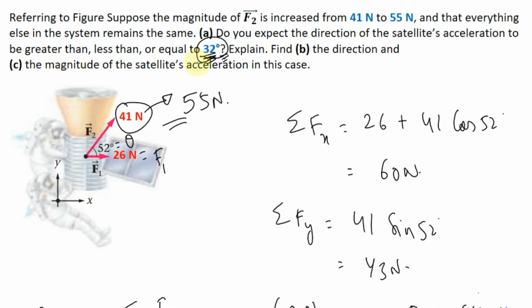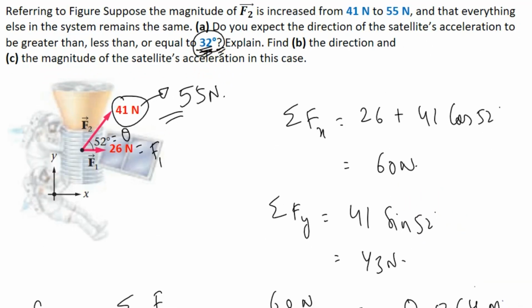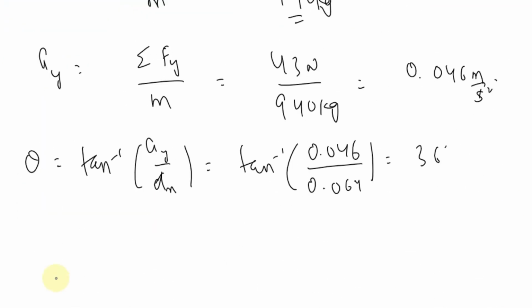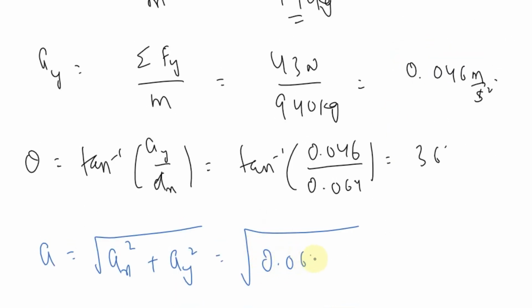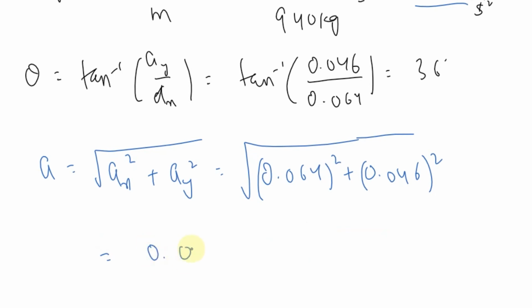And next we have to find the magnitude of the satellite's acceleration. This is very simple. The magnitude of the acceleration a will be equal to the square root of x component squared plus y component squared. So square root of x component we have 0.064 whole squared plus 0.046 whole squared, and if you solve this, you'll get this value to be 0.079 meter per second squared. So this would be the answer for the C part.